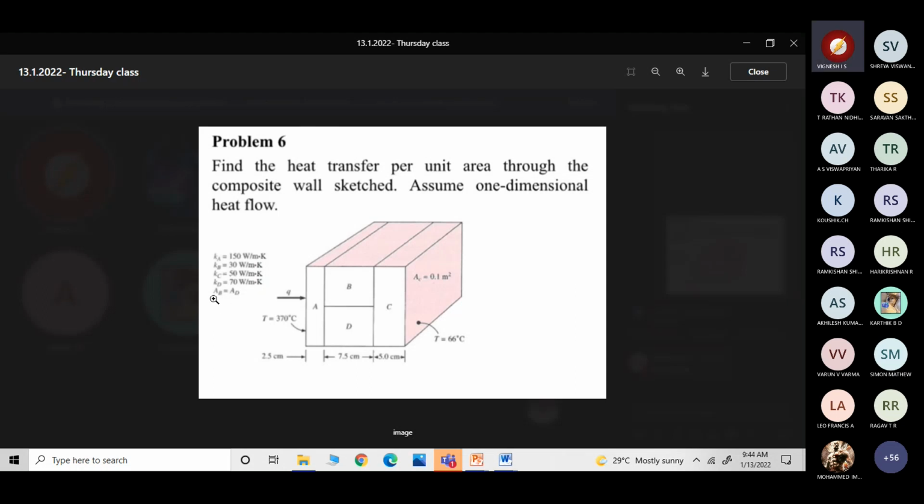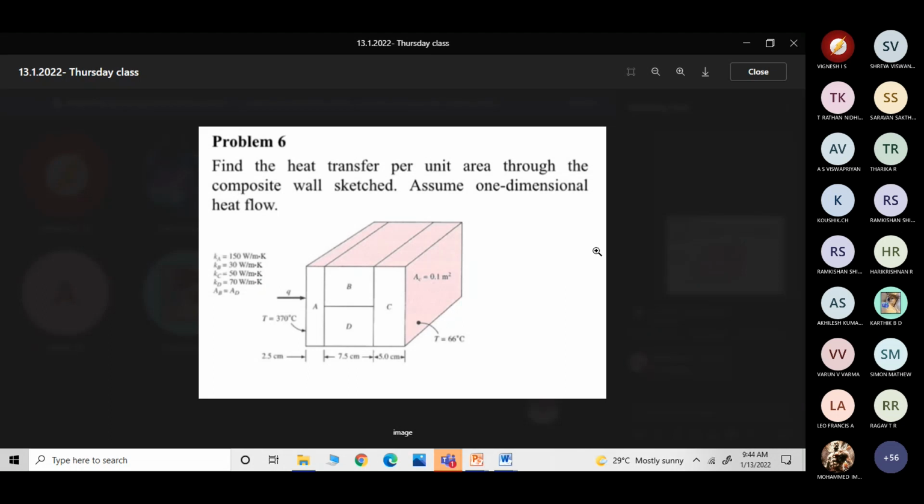AB equal to AD, since both are equal, and the cross sectional area is 0.1. So since AB equal to AD, 0.1 divided by 2, you can consider it as 0.05. I told you 0.5, I am sorry, 0.05. Okay, students? So consider the area of B and area of D as 0.05 meter squared. Is it fine, students?